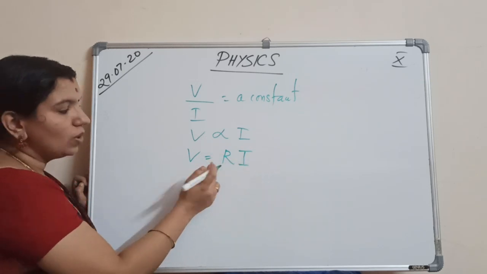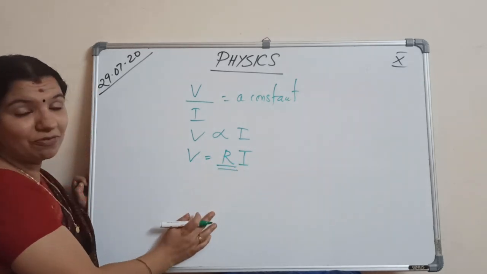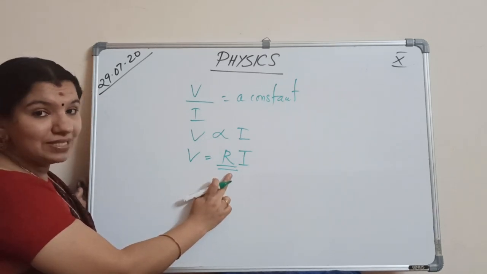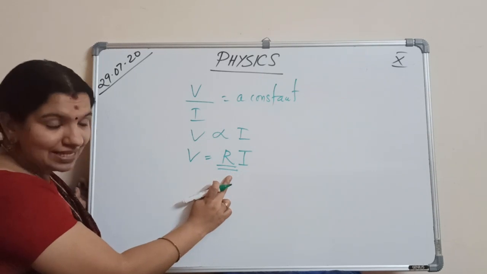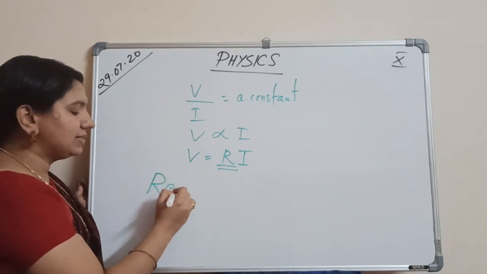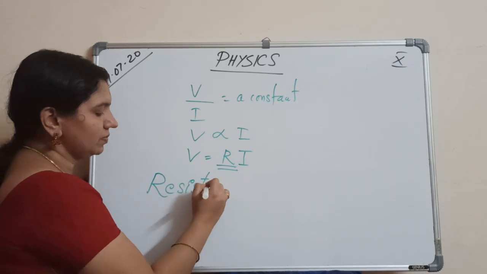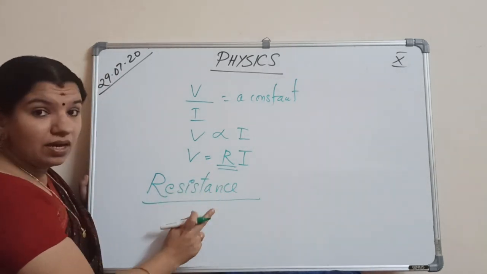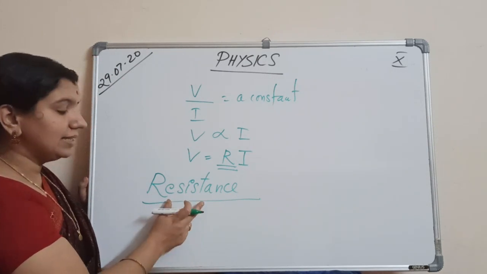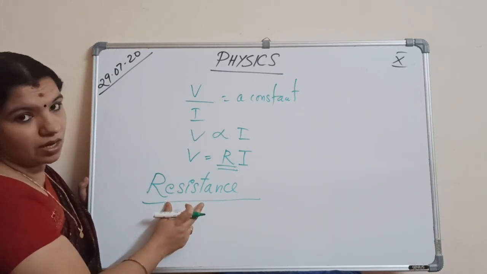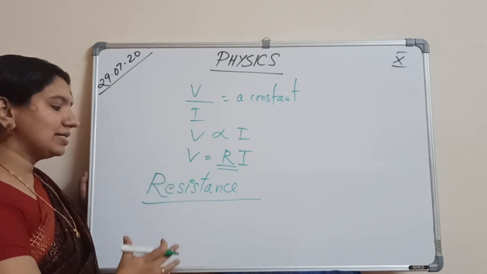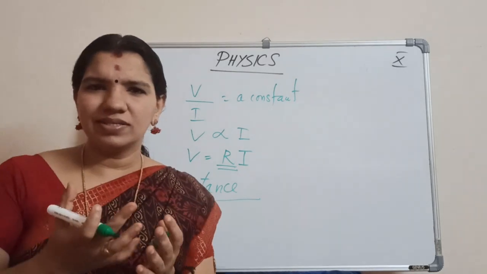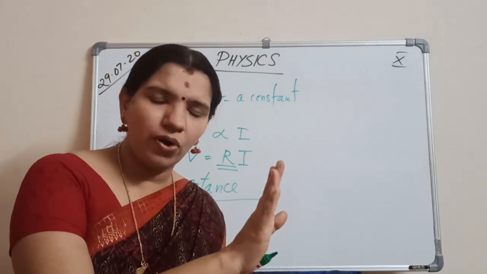Okay, so this R is the constant of proportionality here, and this R is one of the physical quantities in physics which we call resistance. Understand? So R is the constant here and it is the resistance of the conductor. Now we have to discuss this resistance in detail. So the word itself, it is clear. Resistance means what? To resist the flow of current.